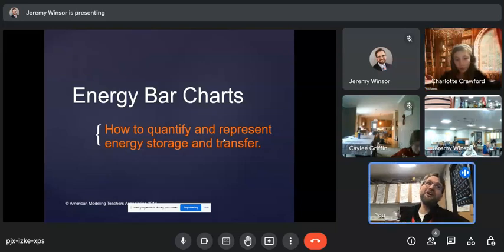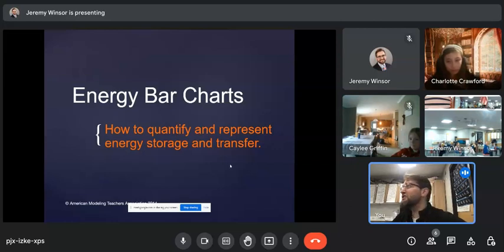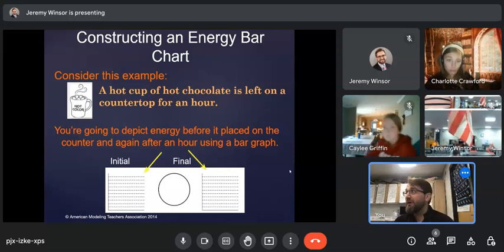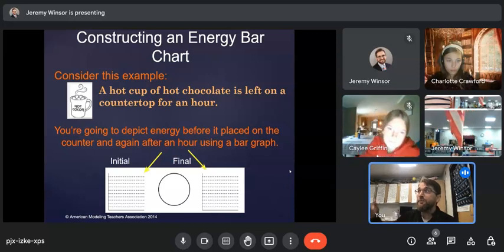All right, energy bar charts. This is a way in which we are going to quantify and represent energy storage and energy transfer in a visual representation. So on your document, you should see at the very top an example of hot cocoa. So let's consider the example of taking that hot cocoa and putting it out on a counter, and we're going to leave it set for about an hour.